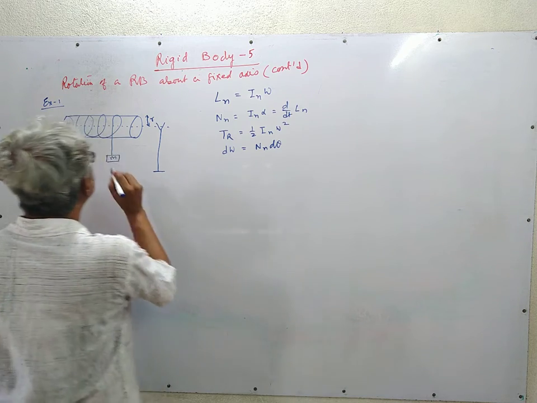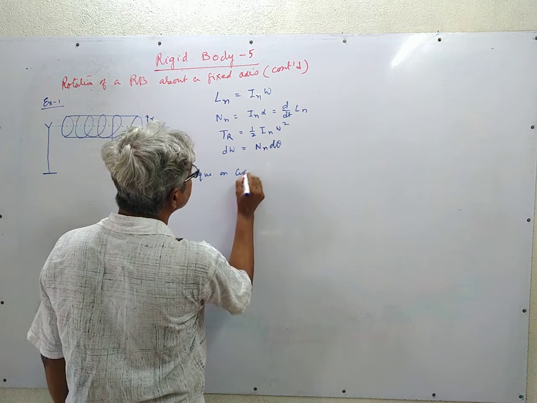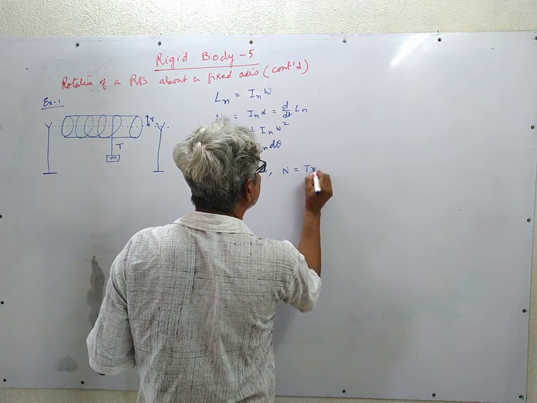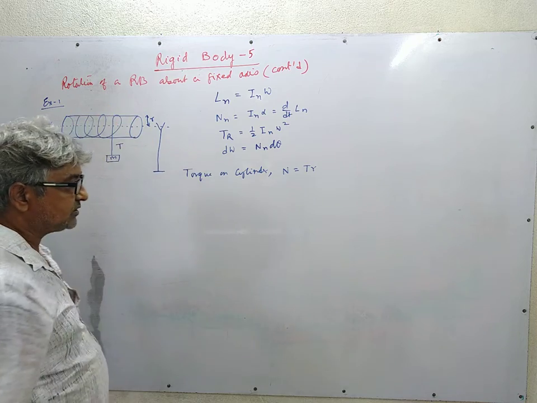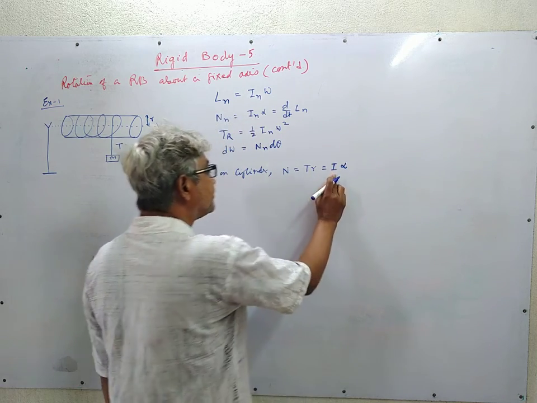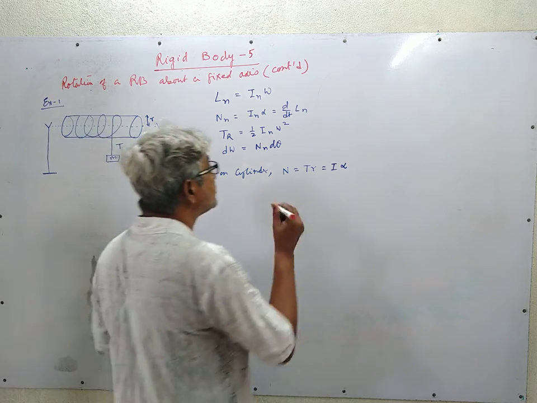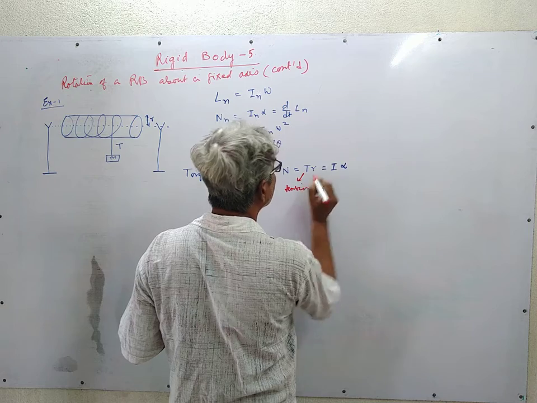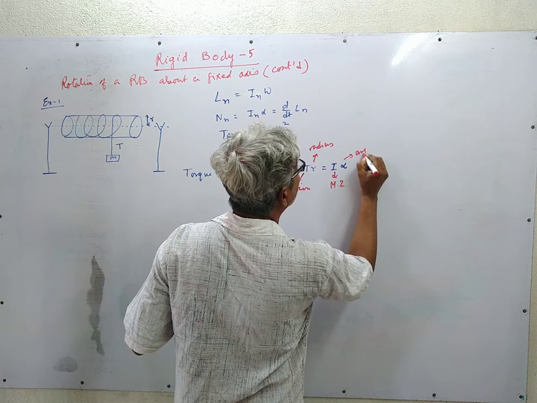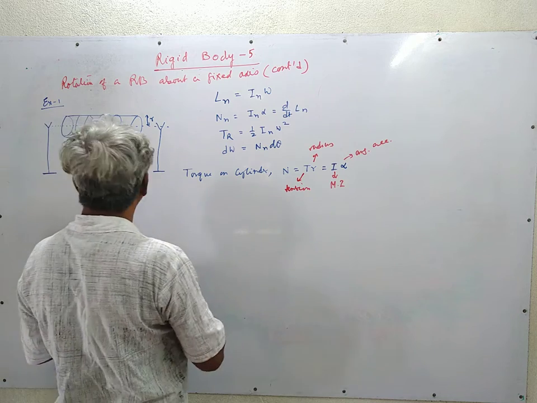If we consider T to be the tension in the string, then the torque on the cylinder, N, is equal to T times R, because T is the tension and R is the radius. This is equal to I alpha, where I is the moment of inertia of the cylinder and alpha is the angular acceleration. So this is the tension, the radius of the cylinder, the moment of inertia of the cylinder, and the angular acceleration.